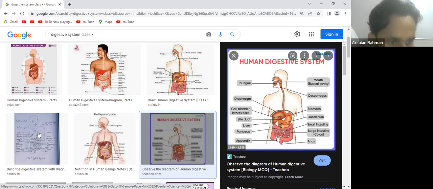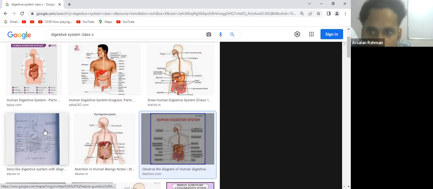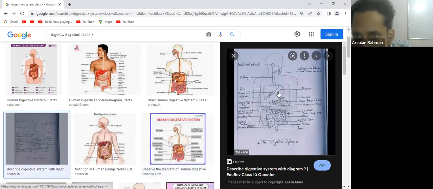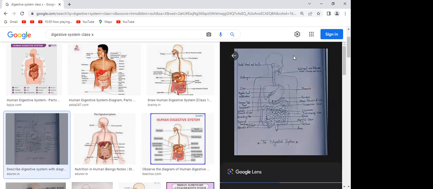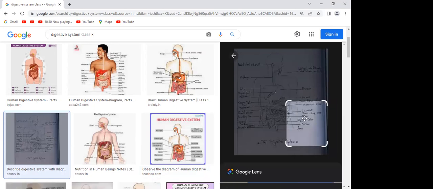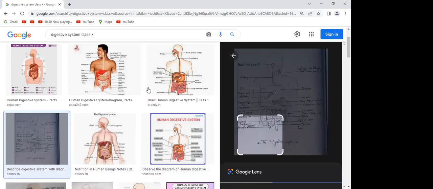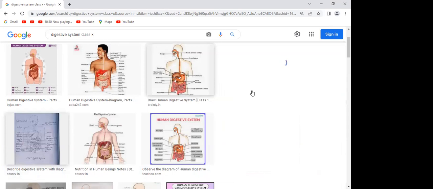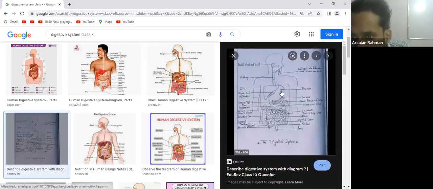Let me show you another diagram. Can you see the stomach here? Is this diagram visible to you? Yeah. Okay. Just give me a second. Okay. Here you can see the stomach.